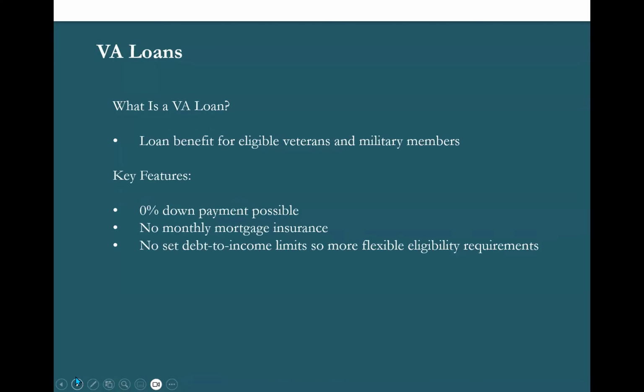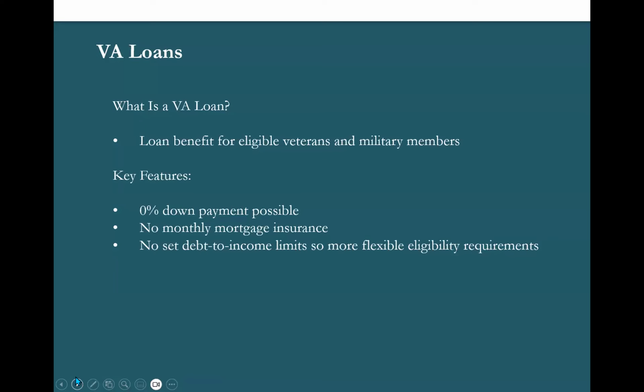So next we're going to talk about VA loans. So what is a VA loan? A VA loan is a loan benefit for eligible veterans and military members. Now, just because you're a veteran or just because you're an active service member does not mean you can automatically get a VA loan. You have to go to your VA and make sure you are approved or qualify for a VA loan.